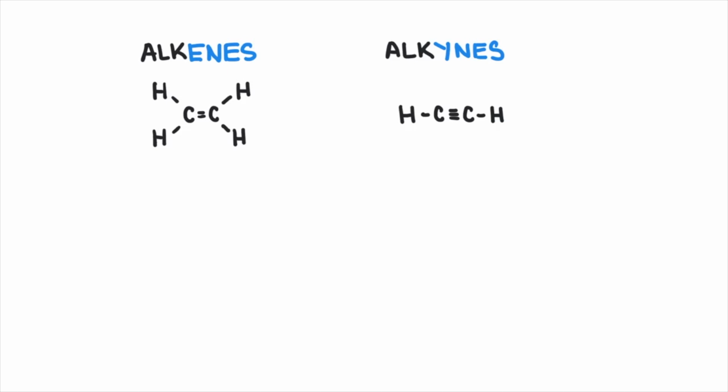Another homologous series of hydrocarbons are alkenes and alkynes. These compounds contain at least one double bond or one triple bond, respectively. Because of these functional groups, so to say, both are known as unsaturated hydrocarbons, as they can both take on additional atoms as these reactive bonds open up.